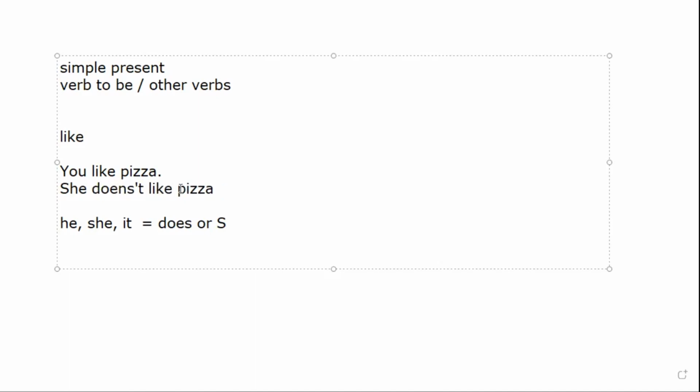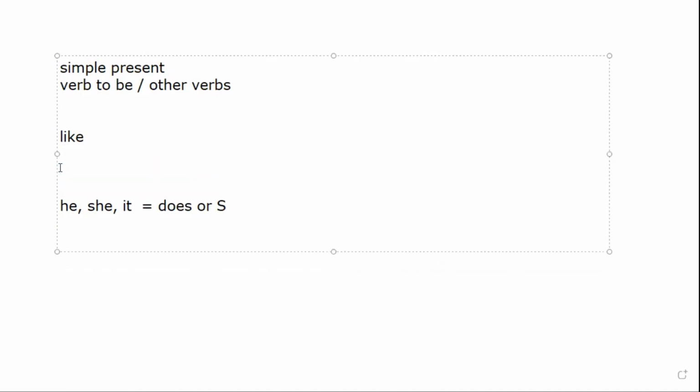She doesn't like pizza. Let's talk about a question then. Let's say here, you like pizza. This is affirmative. If I want to make a question, like when a student puts their hand up and says, I need help. Então, aí chama o verbo auxiliar. So now I have do, right? Do you like pizza? There you go. Do you like pizza? It's a question.